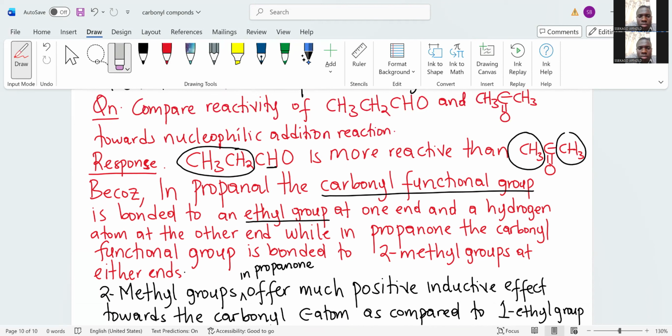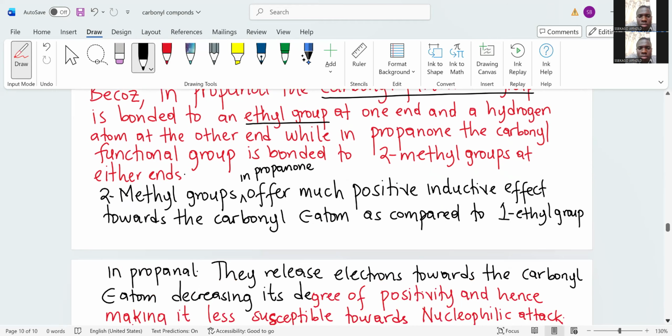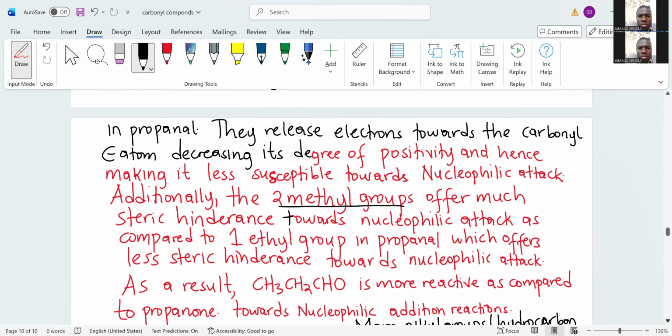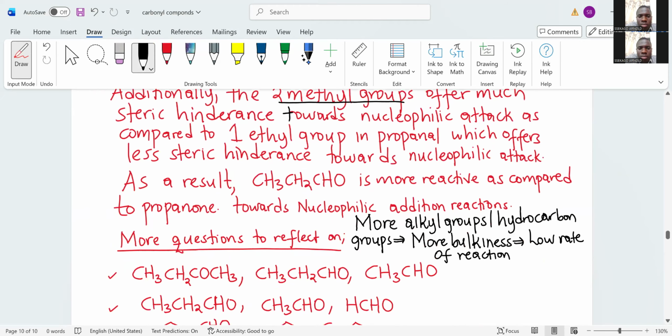Why? Propanal has one alkyl group, the ethyl group here in black, so it imposes less steric hindrance, and it also imposes less inductive effect. However, for propanone, you have two alkyl groups, the methyl groups you are seeing here in black, and they offer too much steric hindrance. Therefore, we have a low rate of reaction. So as a result, we say that propanal is more reactive as compared to propanone towards nucleophilic addition reactions.